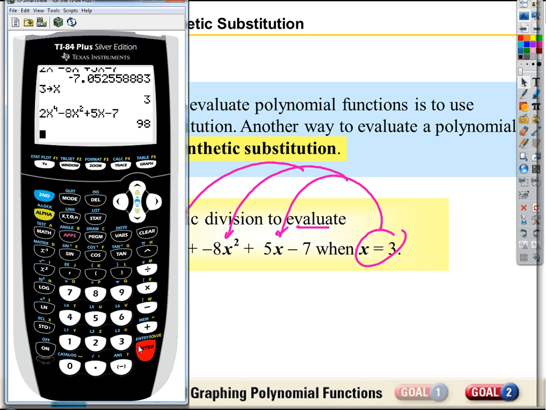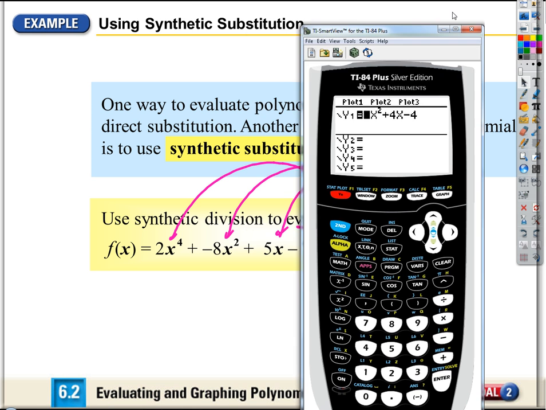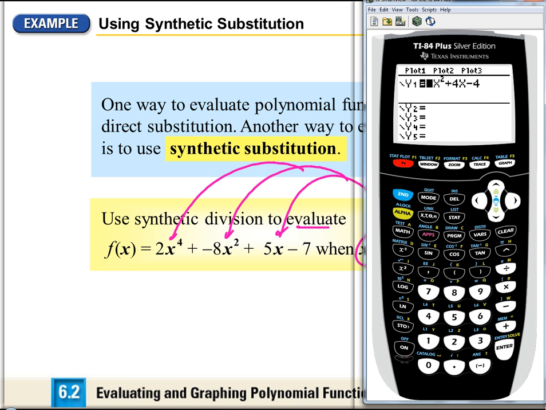There's another way you can do this also. If I'm going to be evaluating a function for a ton of integer values, there's even a better way. This is the way most of the time you'll do it, because you're probably not going to be doing a whole bunch of different values. But if I were, I can just go to y equals. I clear out this first y1 and I'm going to store this as y1. So I'll just go 2x to the 4th minus 8x squared plus 5x minus 7.